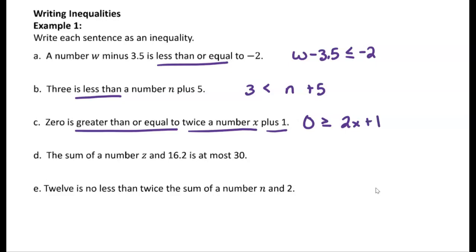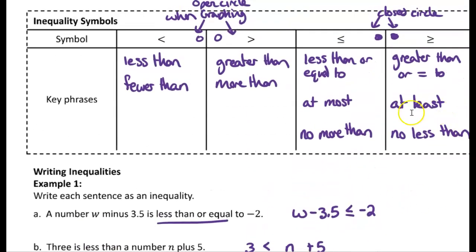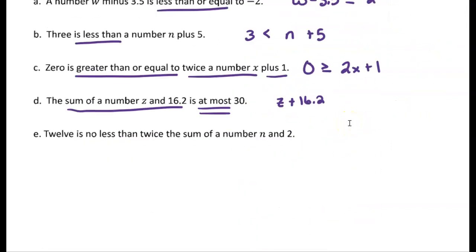Okay, try this one real quick. The sum of a number z and 16.2 is at most 30. Okay, so the sum of z and 16.2, so that's z plus 16.2, is at most. We can look up here and see at most is less than or equal to. The other thing that we can do is think of at most as meaning 30 or less. So equal to 30 or less, that's less than or equal to.